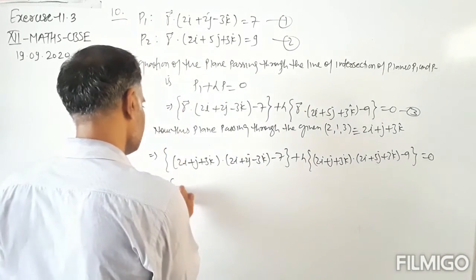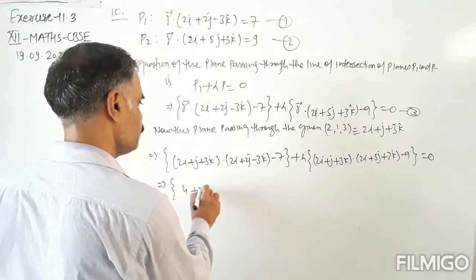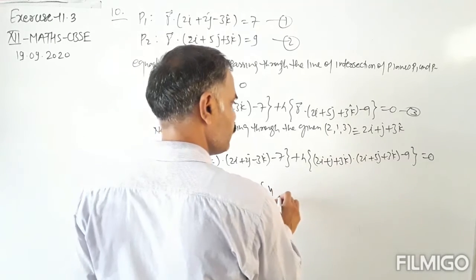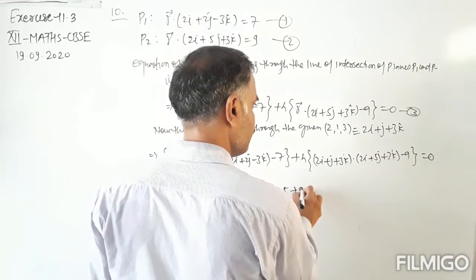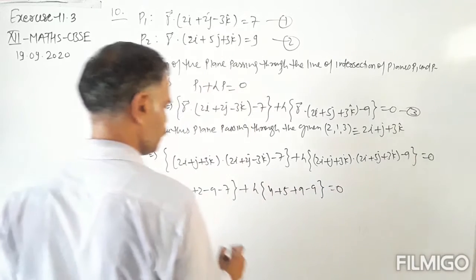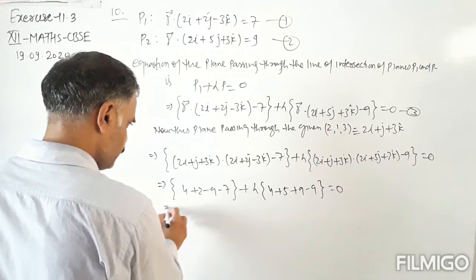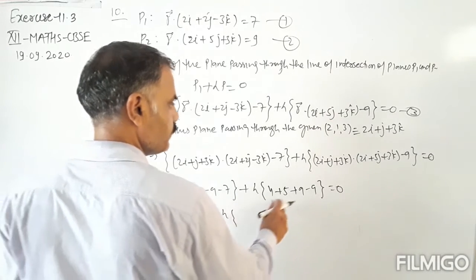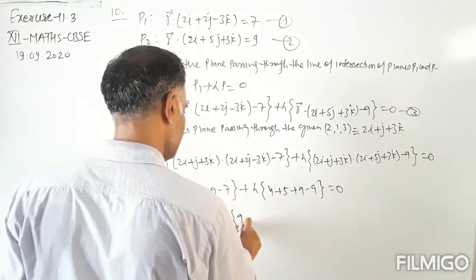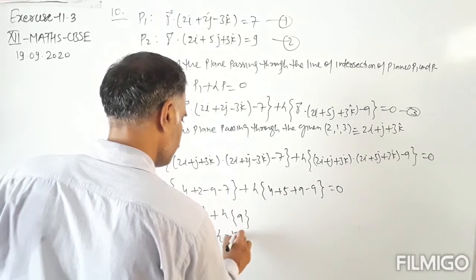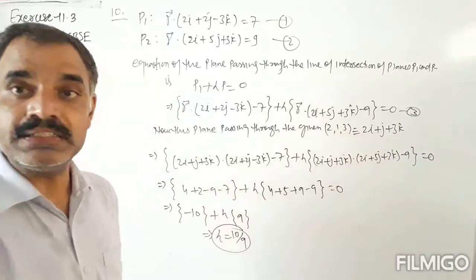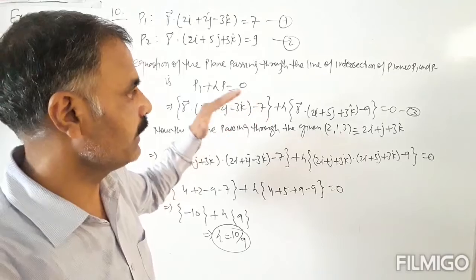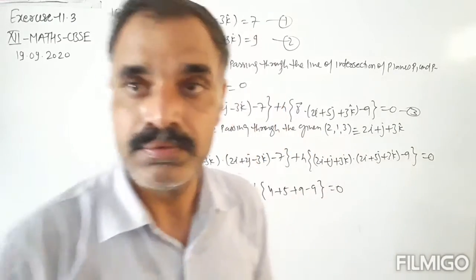Solving this: 2 twos are 4, 1 two is 2, 3 threes are 9, minus 7, plus lambda into [2 twos are 4, 1 five is 5, 3 threes are 9, minus 9] equals 0. So this is minus 16 plus 4 plus 2 minus 10, minus 10 plus lambda into (4 plus 5 minus 9, 9). So lambda equals 10 upon 9. Now we have to put this value in equation number 3 and we'll get the required equation of the plane.